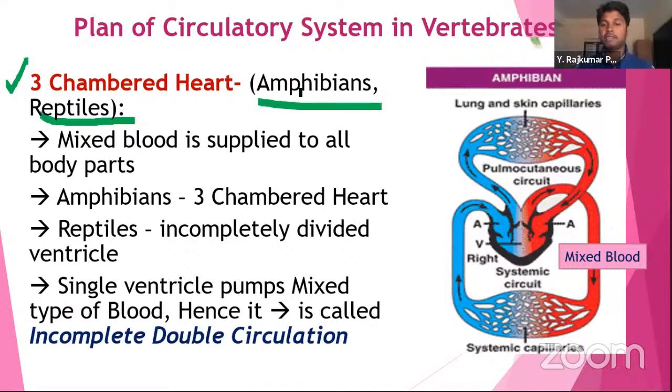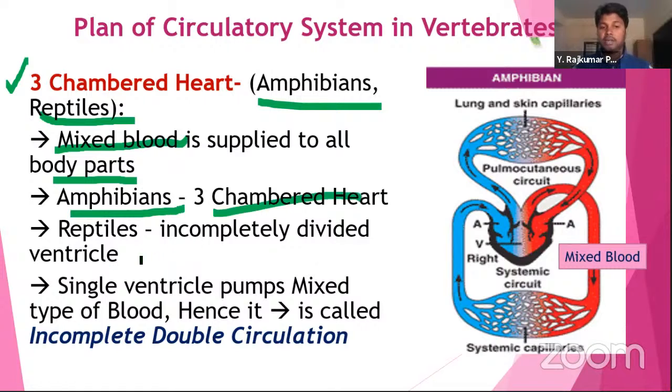Okay. Amphibians means a frog, no? And salamanders. Reptiles means what? Under the reptiles you see crocodiles, tortoise and snakes, etc. In three-chambered heart, in the amphibians and reptiles, you find mixed blood is supplied to all parts of the body. That means in them, the blood is not classified as oxygenated and deoxygenated. Both will be mixed. Okay.